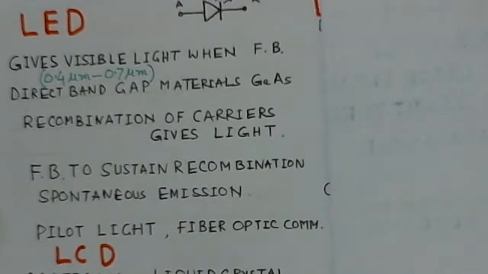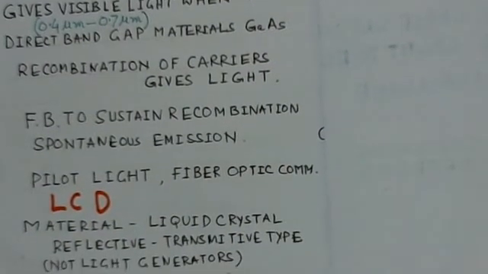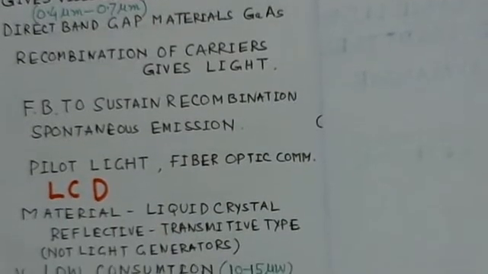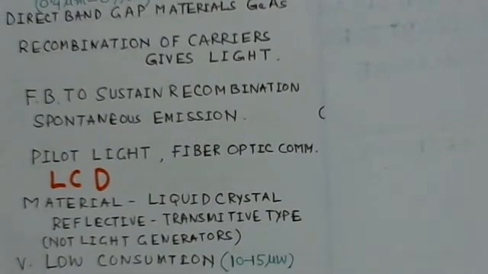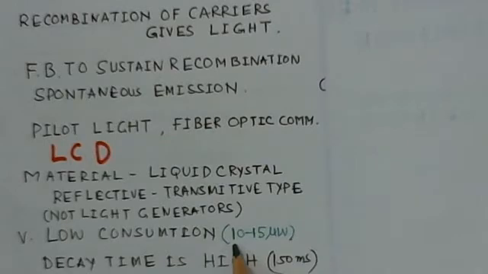Then the variation to these LEDs is the LCDs, liquid crystal displays. They have the same principles, but the material used here is the liquid crystal, and notice these displays do not generate light. They are either reflecting the light or transmitting the light. That is why their power consumption is very low, about 10 to 15 microwatt per 7-segment display. This is a very low power.